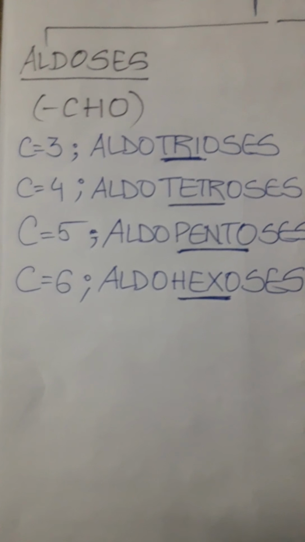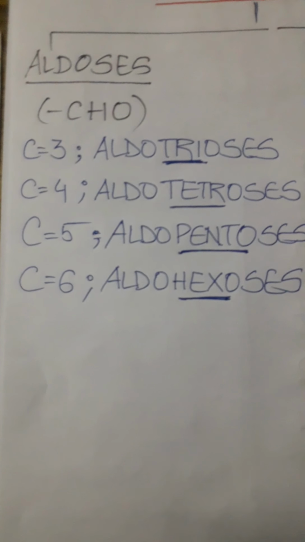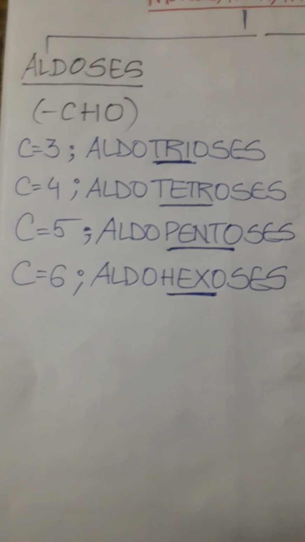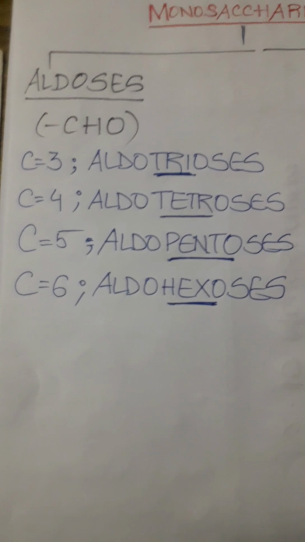Remember, if the aldehydic group is present, you are supposed to put a prefix followed by the number of carbon atoms and ose at the end. This is how you are going to name the monosaccharides containing the aldehydic group.